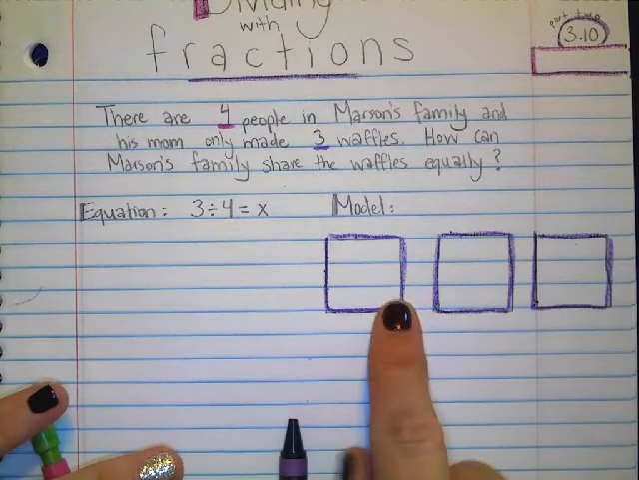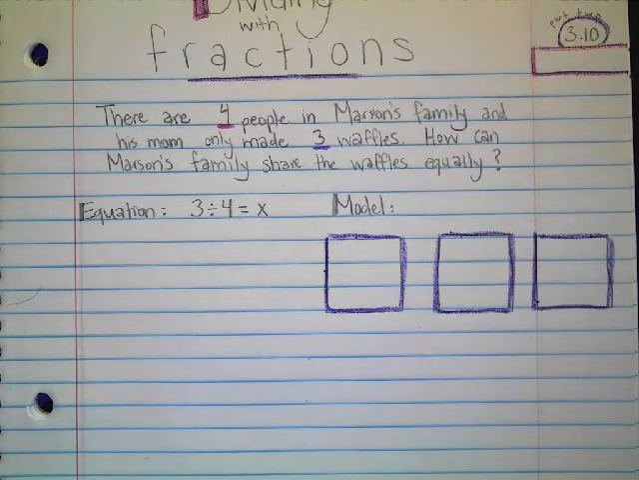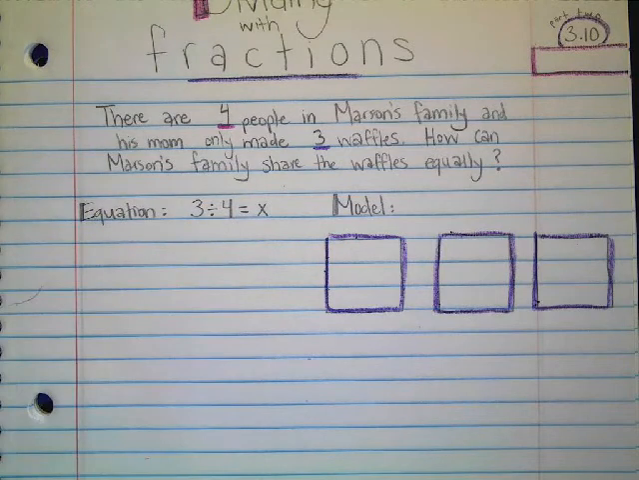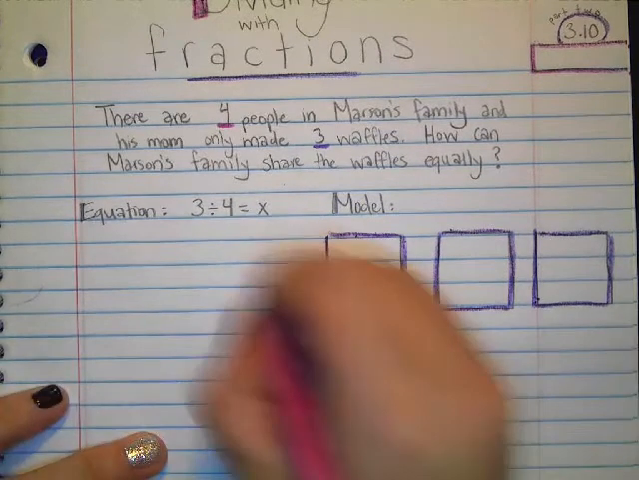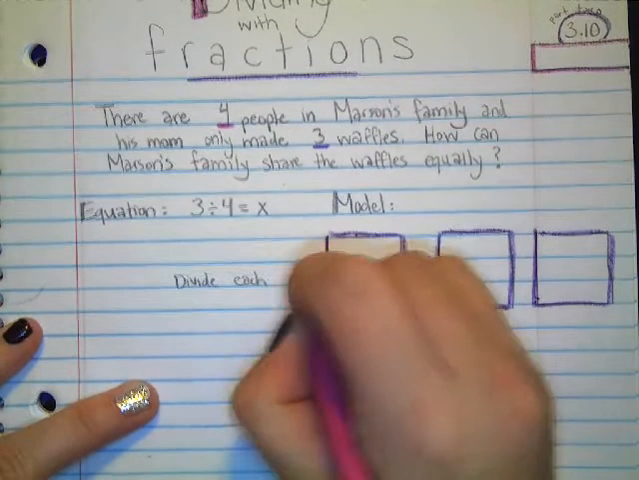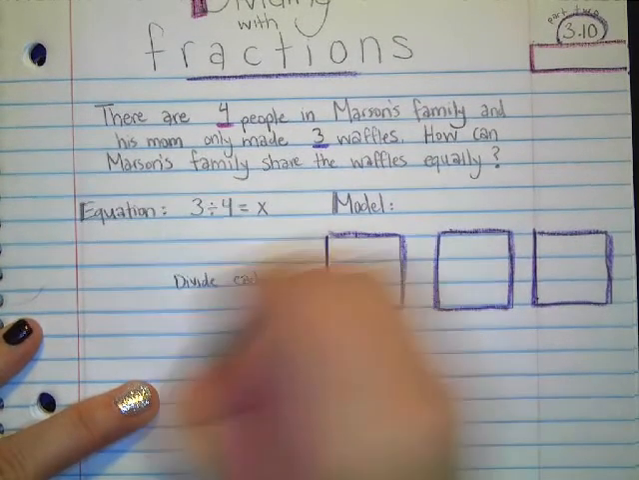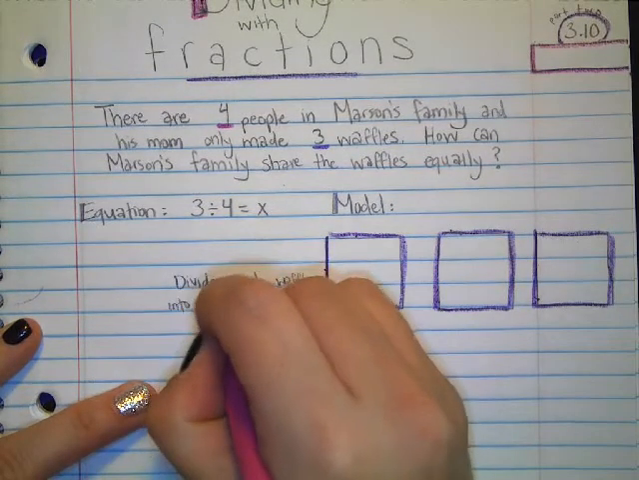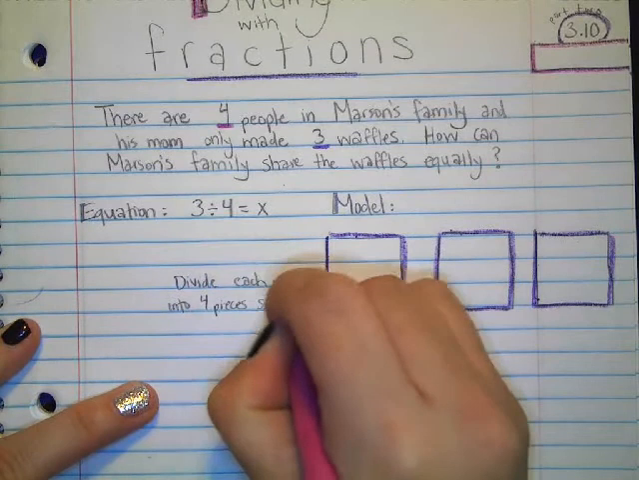I'm going to split them with 4 people. So you have to do a thought process here. Is there enough for everybody to get their own waffle? No, we had this conversation last time. If this first number is smaller than this number, you're not going to have enough to get one whole. You're going to have a fraction of an amount. So what you do is you're going to divide each waffle into 4 pieces. Let's write that off to the side here. Divide each waffle into 4 pieces. So they all can have a piece of each one.